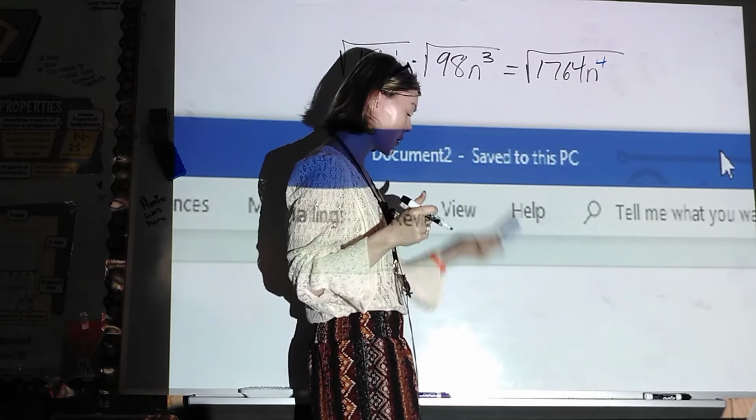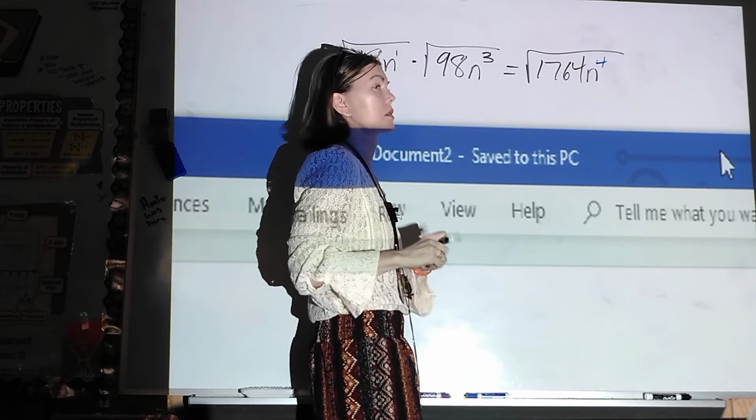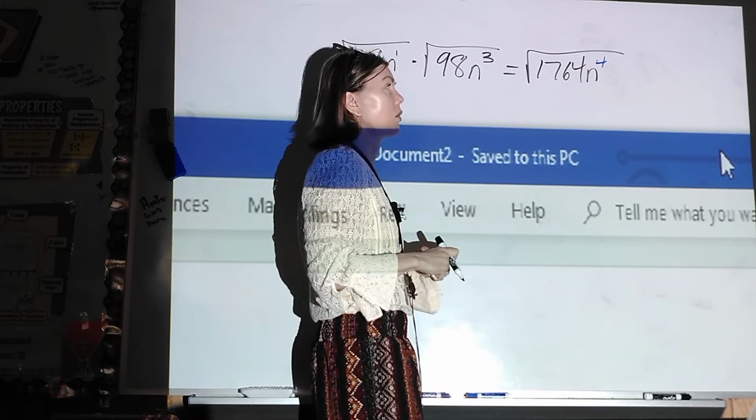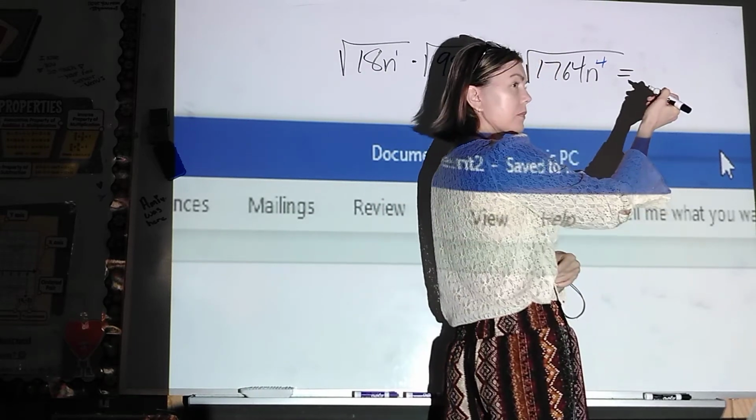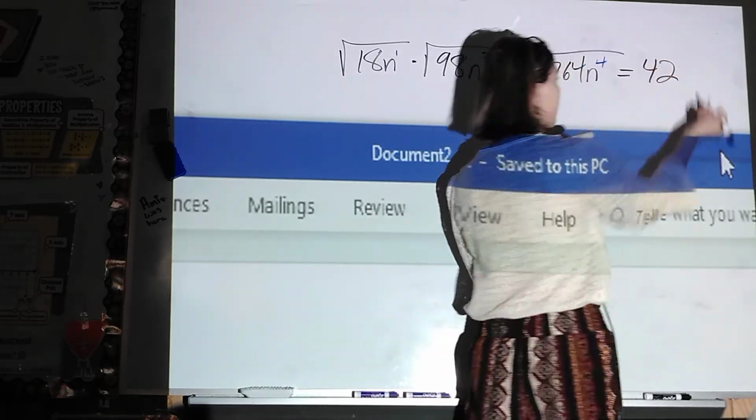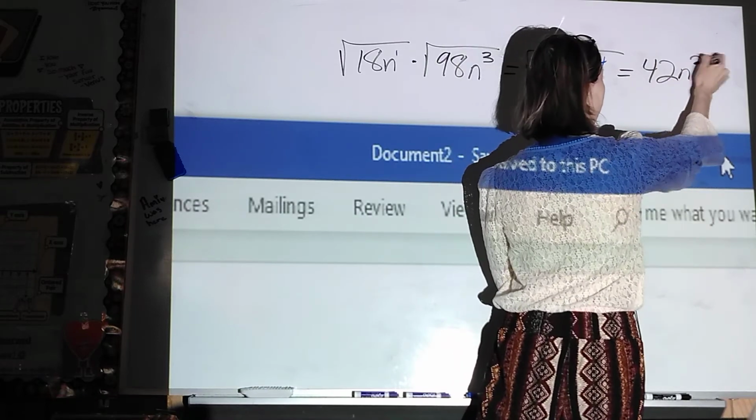Now, you guys, we're in luck. Why do we love both of these numbers? Because they're both perfect squares. Okay? So, what's the square root of 1764? 42? Is that right? And what's the square root of n to the fourth? N squared, and you're done.